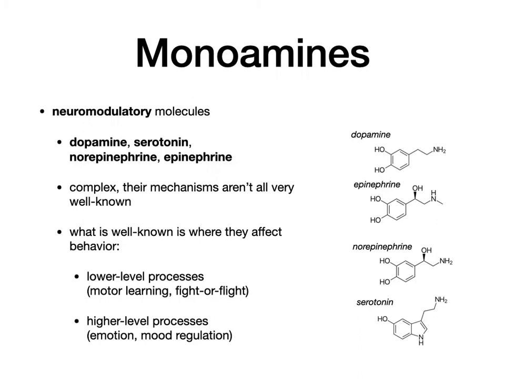Higher level processes like emotion and mood regulation. A lot of medicines that you encounter for mental health are related to dopamine and serotonin, the ways that we have maybe too much of that happening or too little. So that's a list, just to whet the whistle for when we talk next time about some of the details of how these things can go awry.